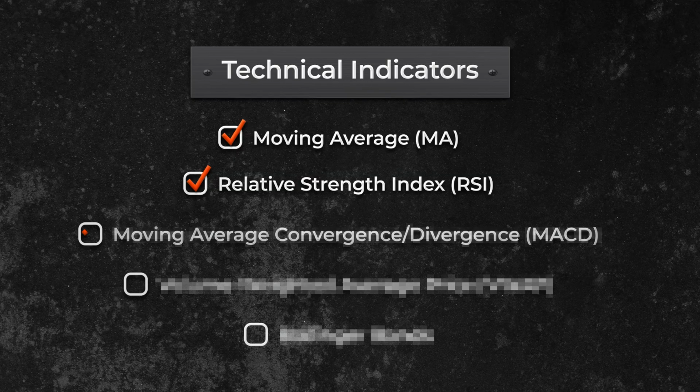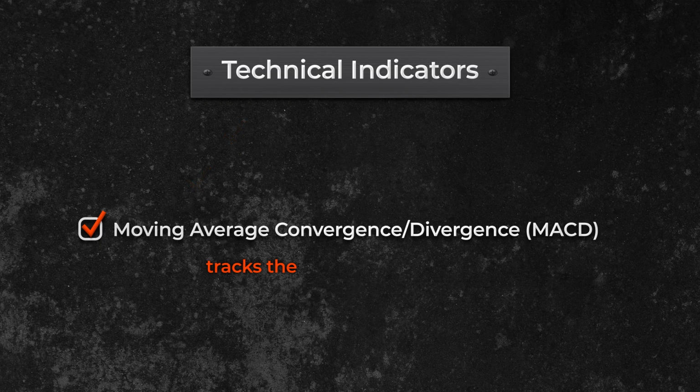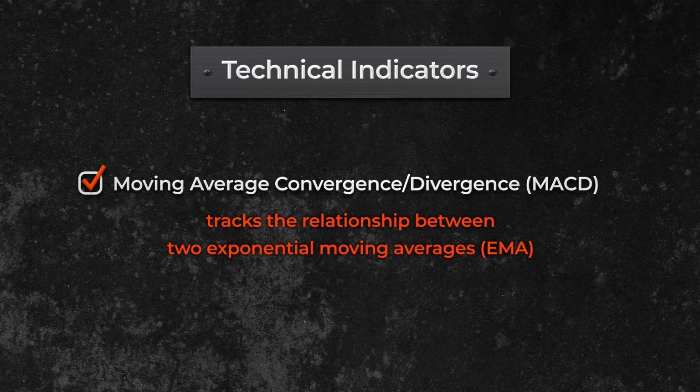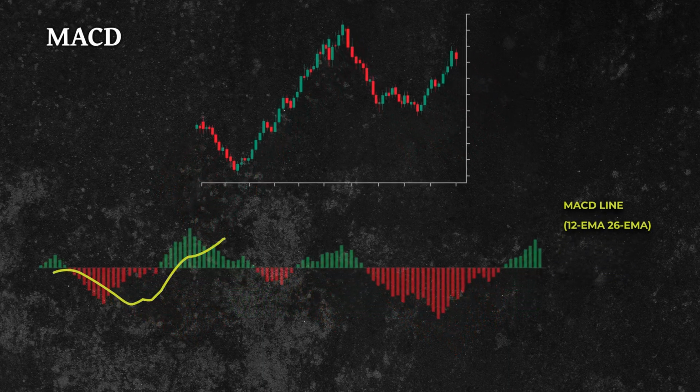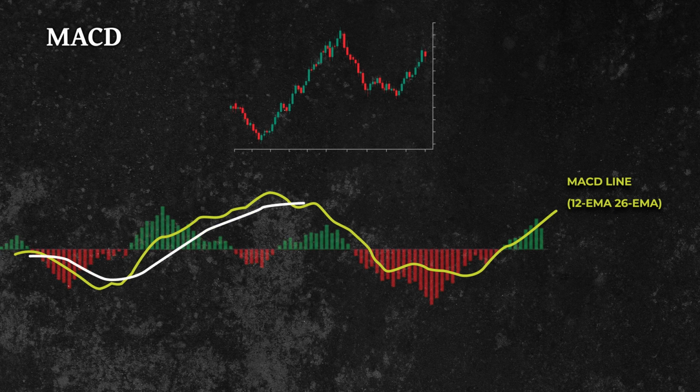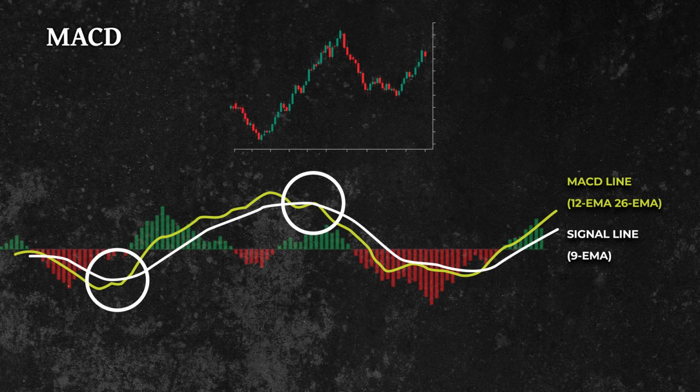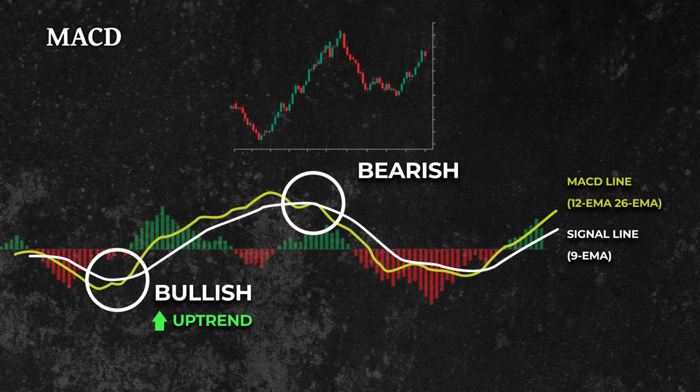Anyway, MACD, which stands for Moving Average Convergence / Divergence, tracks the relationship between 2 exponential moving averages, typically a 12-period and a 26-period, and plots the difference as a line alongside a 9-period signal line. When the 2 lines cross, it can signal a shift in trend direction. A bullish crossover happens when the MACD line crosses above the signal line. Many traders use this as a potential entry cue in a confirmed uptrend. A bearish crossover signals the opposite and can indicate a time to exit or consider a short position.